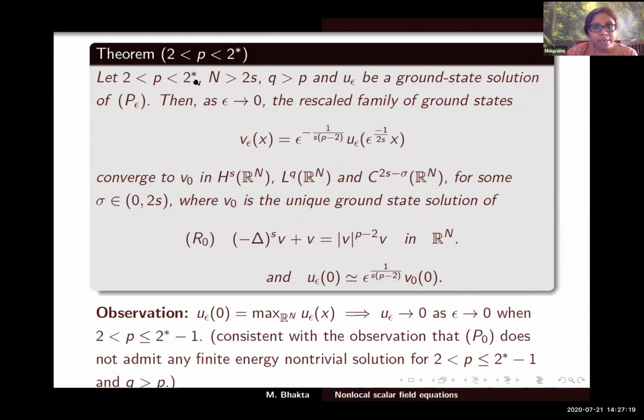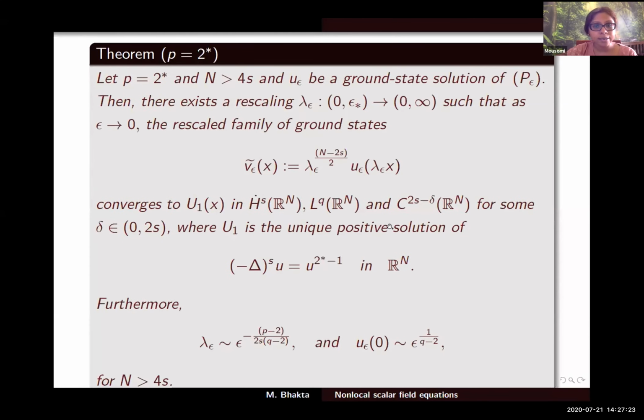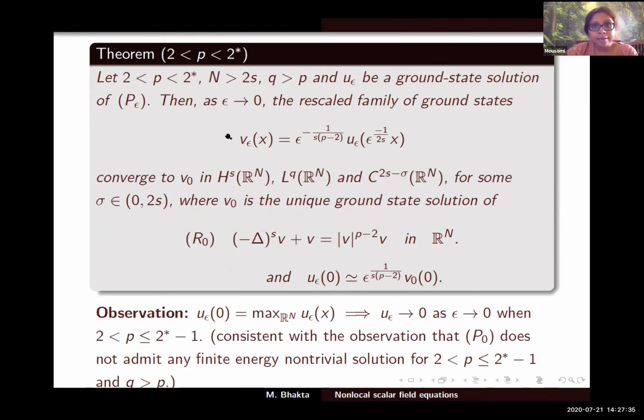Now if P is subcritical, that is, P is strictly less than 2 star, you notice that there is no restriction on Q. Q could be anything, critical, supercritical, subcritical. Q is just greater than P. We have the restriction only on P. So when P is subcritical, again there is a scaling. Up to this scaling, we have proved that this converges to the unique ground state solution of these equations.